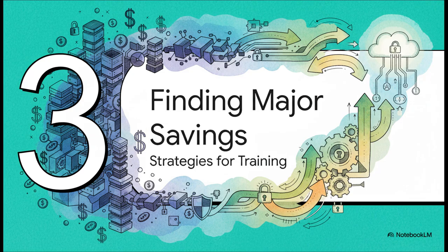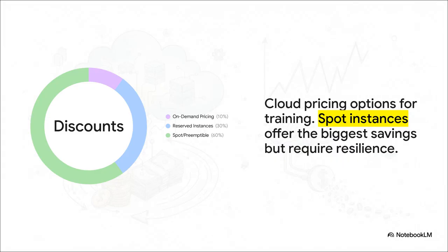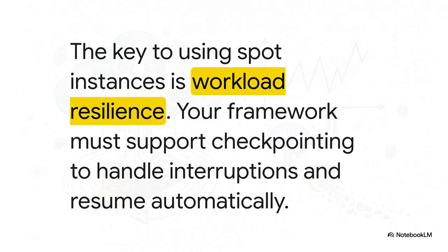Okay, so how in the world do you manage those giant upfront training costs? Well, the good news is you've got some powerful options. Let's walk through some of the most effective strategies out there. Your cloud provider actually gives you a few different levers to pull. You can pay full price with on-demand instances, or you can commit to using them for a while and get a nice 30 to 50% discount with reserved instances. But the real game changer, especially for training, is using spot instances. We're talking about a potential discount of 60 to 80%. That is just massive. Of course, there's a catch.